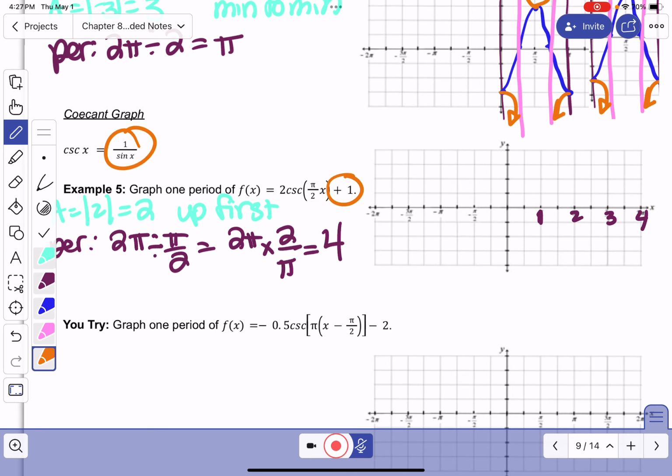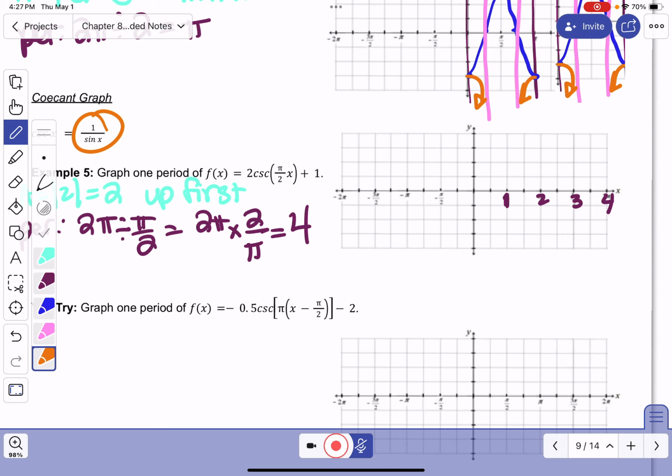And our vertical shift is up 1, so we're going to have a new midline. But we don't have a phase shift. Vertical shift was up 1. So sine starts at the origin. We just go up 1. End at 4. We have our middle. Amplitude is up 2 and down 2. So there's our sine curve.